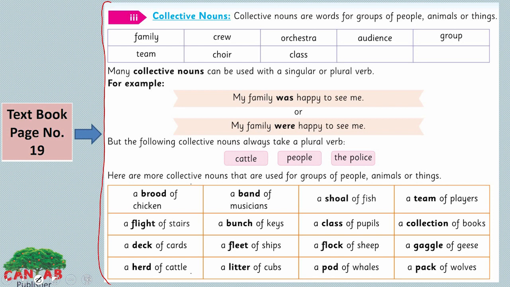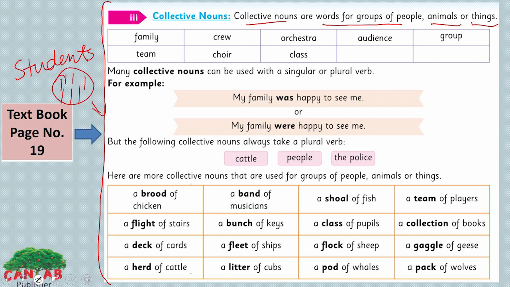What are collective nouns? Collective nouns are words for a group of people, animals and things. When a specific group of people gather together, we have a specific name for it, and it is called a collective noun. Let's take an example. Student is a noun. When a group of students form together, 1, 2, 3, 4, 5, 6, 7 students here, this group of students will be called a collective noun.